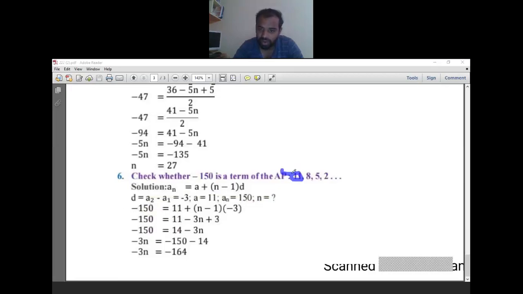First of all we have to check that. A is equal to 11. Difference is equal to minus 3. It means the numbers are decreasing: 11 to 8 has come, so it is decreasing. So a is equal to 11, they have written it here also. Difference is minus 3. An is equal to minus 150. We have to find the number n. Here the answer must come as a natural number, not in decimal form. If the answer is coming in decimal form, then minus 150 is not a term of the given series.